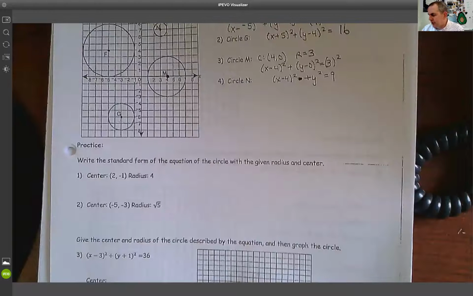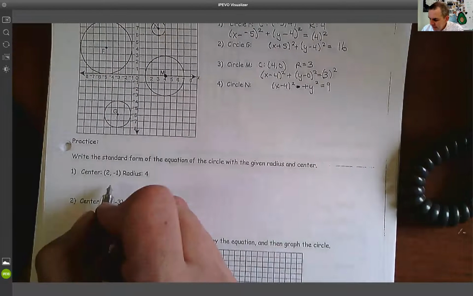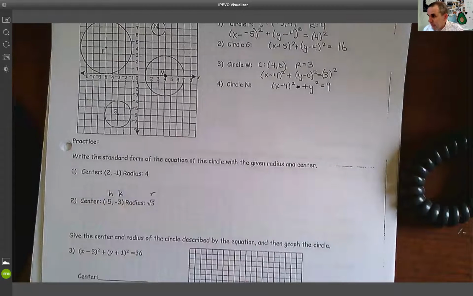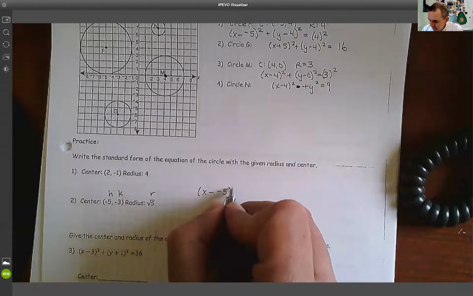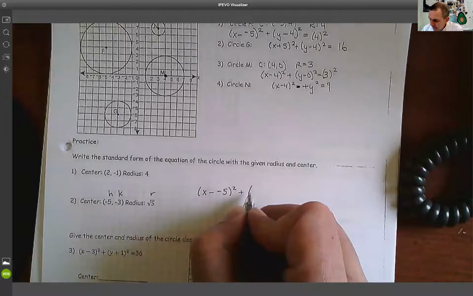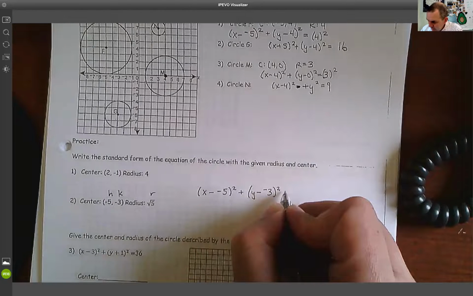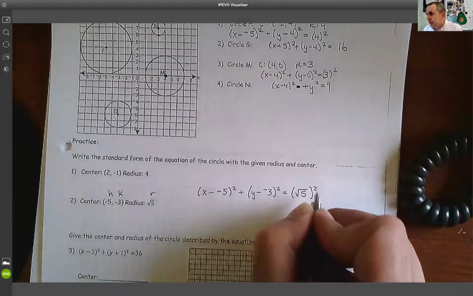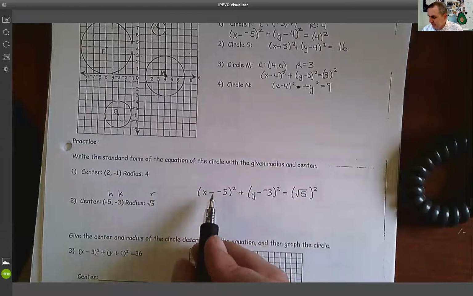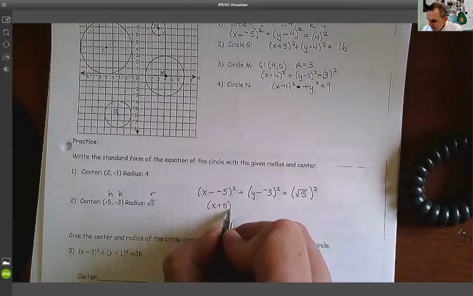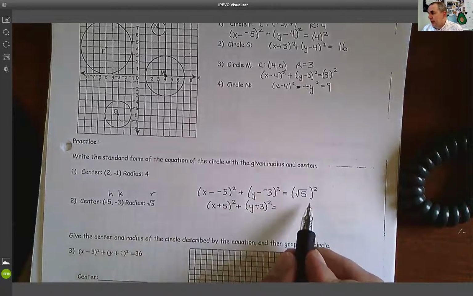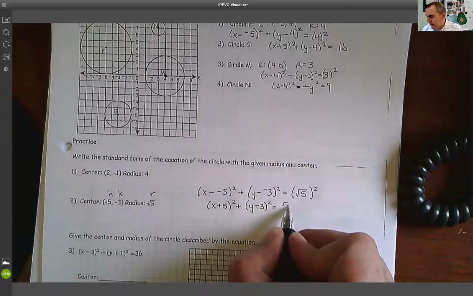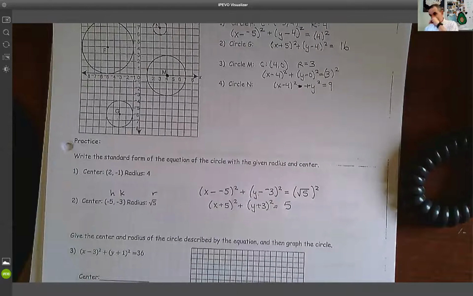Again, here's the deal. If we're just given the information, so let's say this is my h, this is my k, this is my r, and I want to write the equation. I do x minus my h value, so (x − (−5))² + (y − (−3))² = (√5)². We've got a double sign, a negative and a negative. That's going to give me a positive. So that's (x + 5)² + (y + 3)² equals. And when I square a square root, I just end up getting the number underneath. So that's how we get that one. There's our equation.